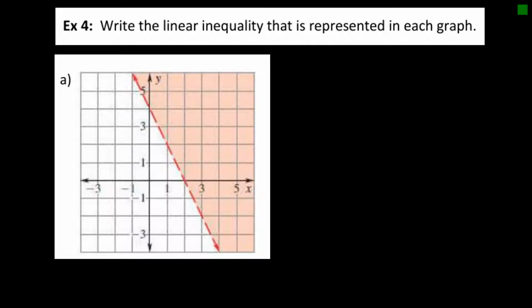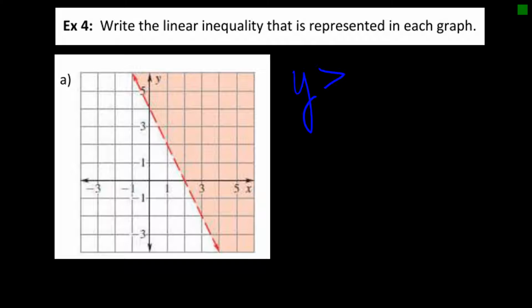All right, example 4. Write the linear inequality that's represented in each graph. All right, so the easiest thing for me to do first is to figure out if my inequality is going to have a line under it or not. So I look at it and it's a dotted line. So it's going to have no line under it. So here's the y. Is it shaded above or below my line? Well, it's shaded above. So it's going to be y is greater than.